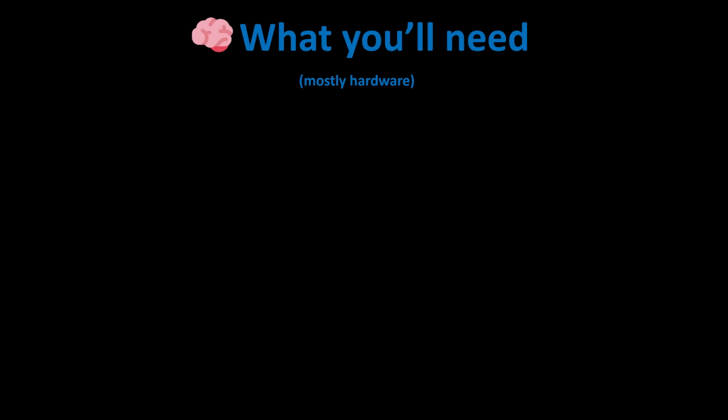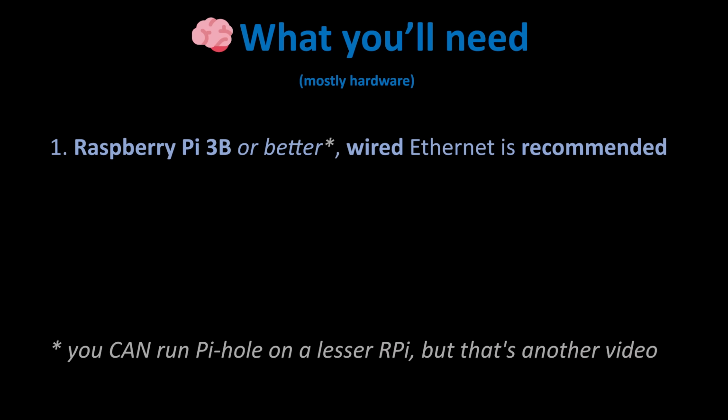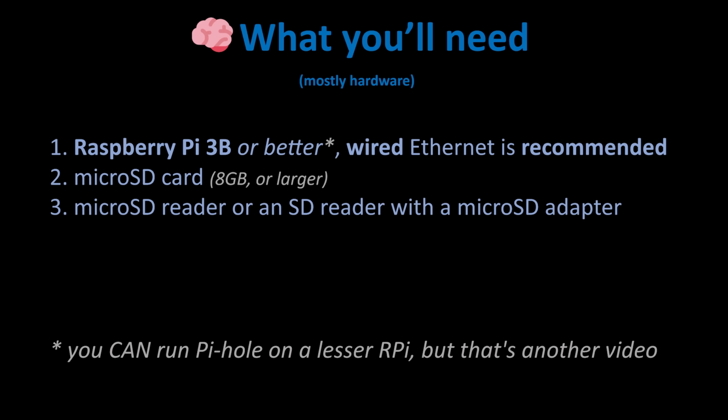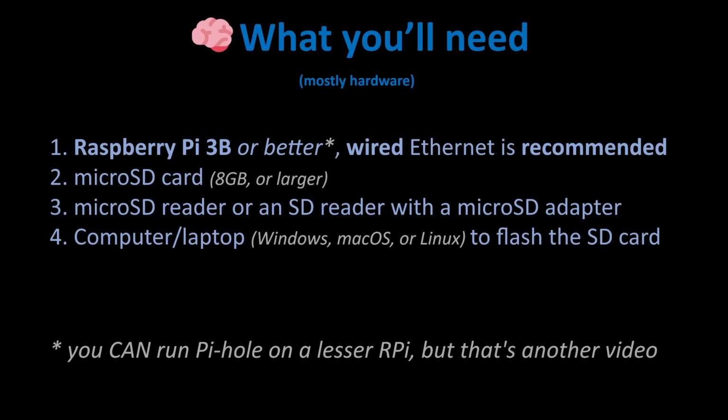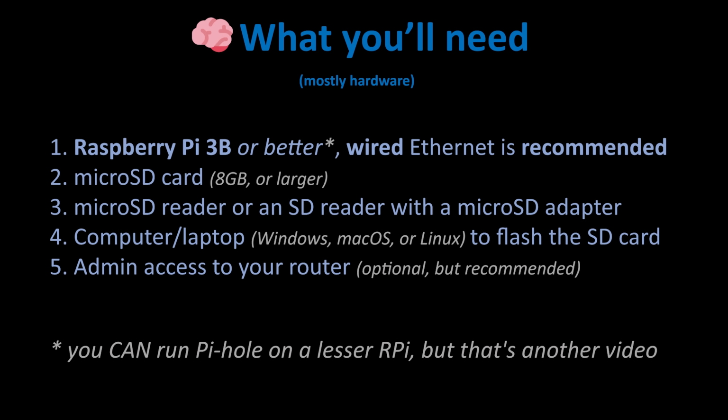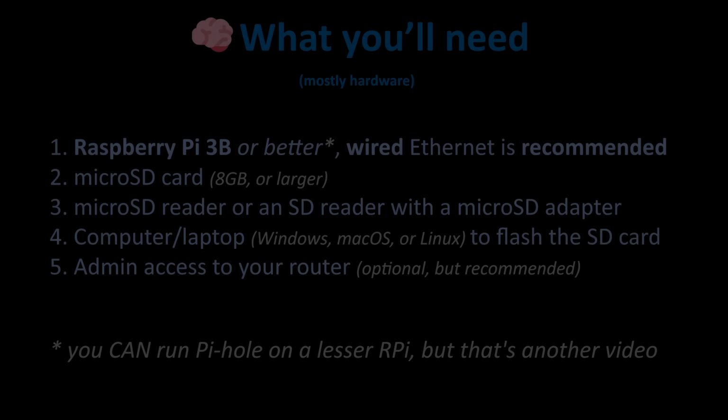First, you'll also need some hardware. In order to use this tutorial as is, you'll need a Raspberry Pi 3B or better, and wired Ethernet is recommended. You'll also need a micro SD card, 8 GB or larger, a micro SD reader or an SD reader with a micro SD adapter, a regular computer or laptop to flash the SD card. This can be a Windows, Mac OS, or Linux computer. And admin access to your router if you want to use the Pi-hole automatically across your entire network.